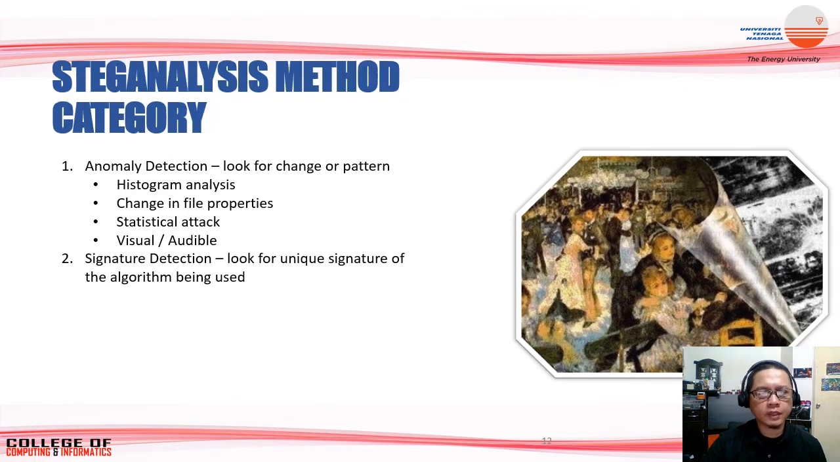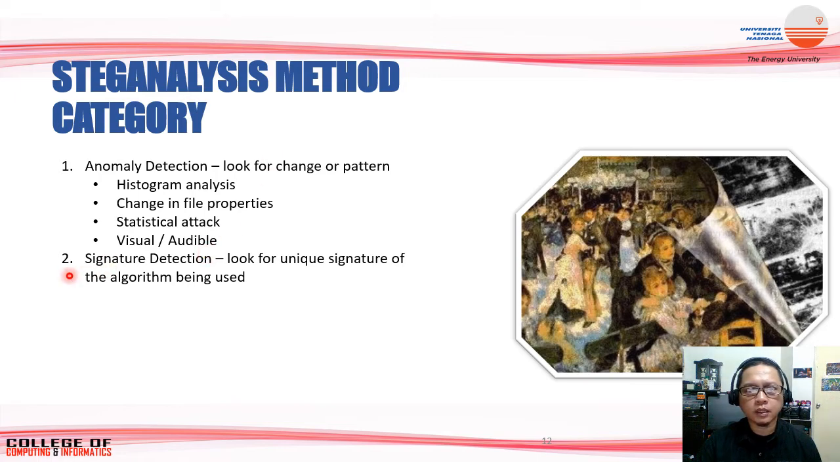So from the previous steps, those steps can be grouped into two different categories. First, there is anomaly detection, which is where we look for change of pattern on the suspected media that we intercepted, where we can use histogram analysis, the change in file properties, statistical analysis, or detect whether there is a difference in visual or audible cues.